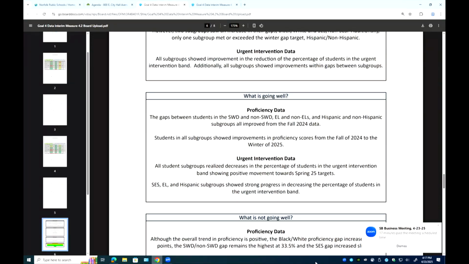What's going well specifically with the proficiency: the gaps between the students with SWD and non-SWD, EL and non-ELs, and Hispanic and non-Hispanics all improved from the fall 2024 data. Students in all subgroups showed improvements in the proficiency scores from fall 24 to winter of 25. With urgent intervention, all subgroups realized decreases in the percentage of students in the urgent intervention band, showing positive movement towards the spring 25 targets. And the SES, EL, and Hispanic subgroups showed strong progress in decreasing the percentage of students in the urgent intervention band.